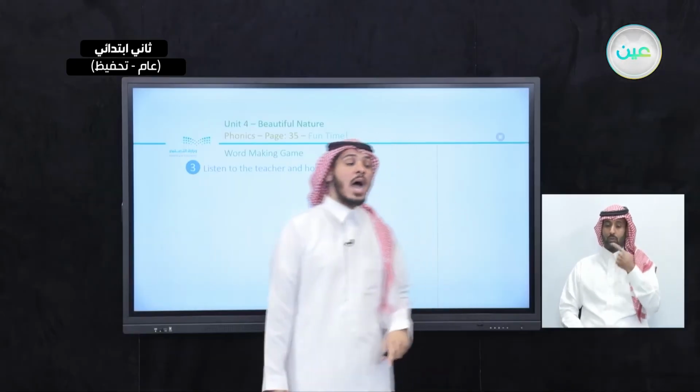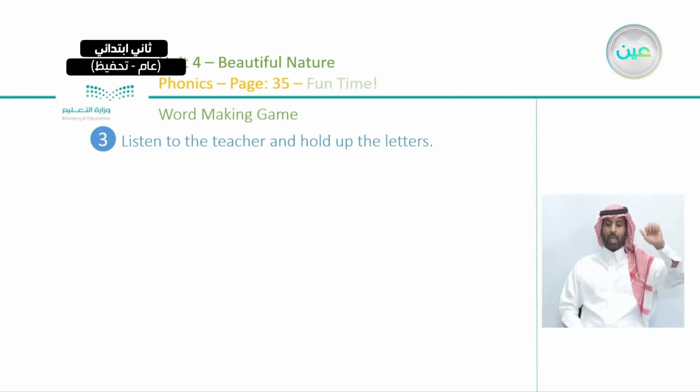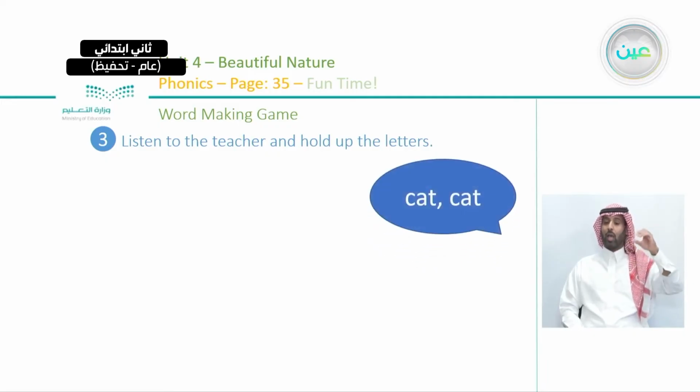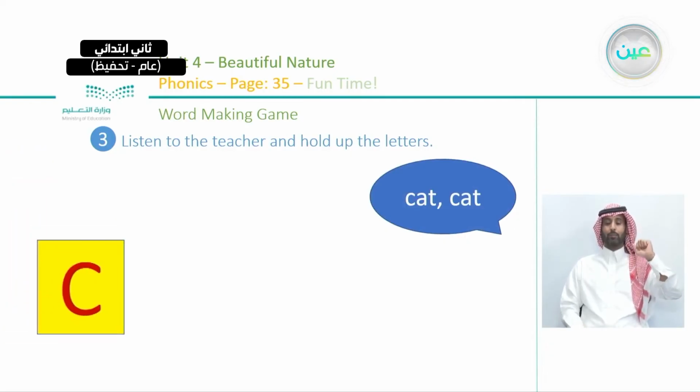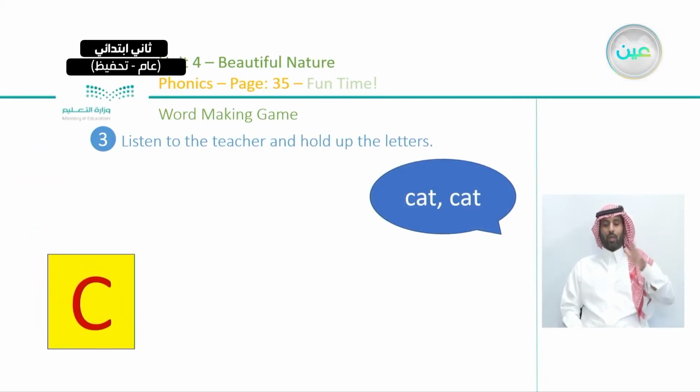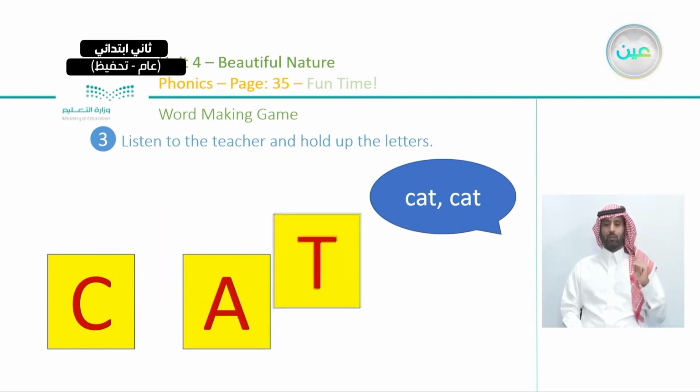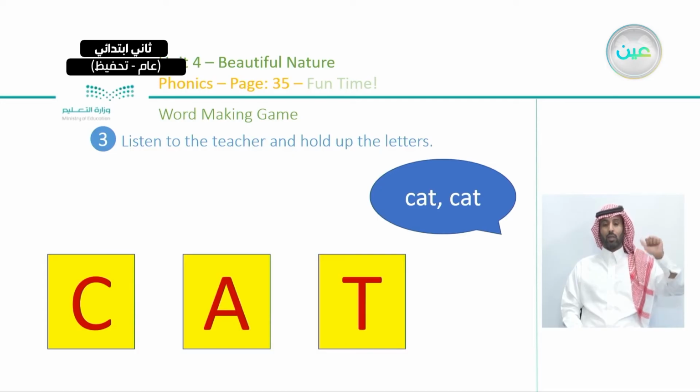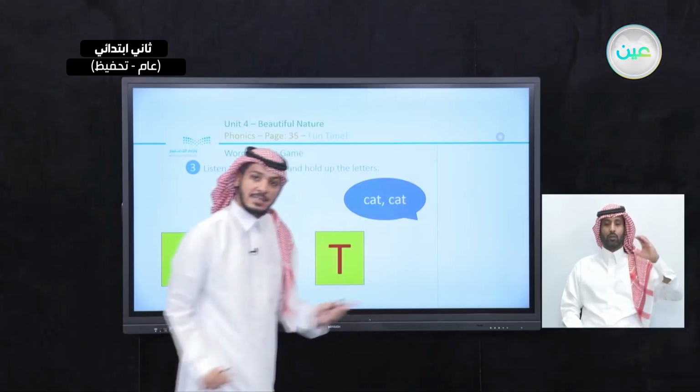Okay, what about cat, cat? Can you tell me? It's what? C. Excellent. Then after that what? A. Excellent. And T. Excellent. So we have C, A, T. This is what? Cat. Excellent.